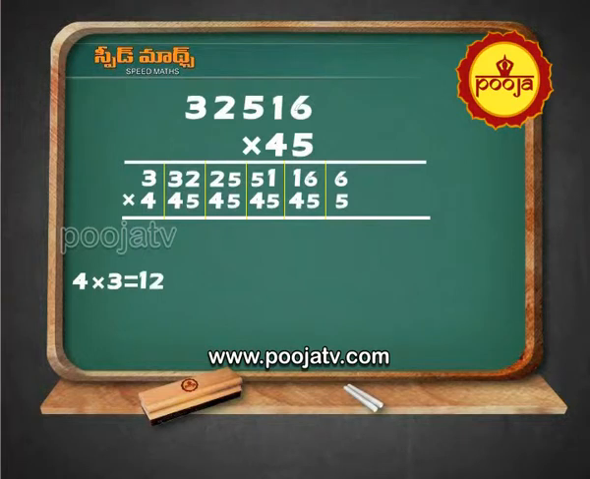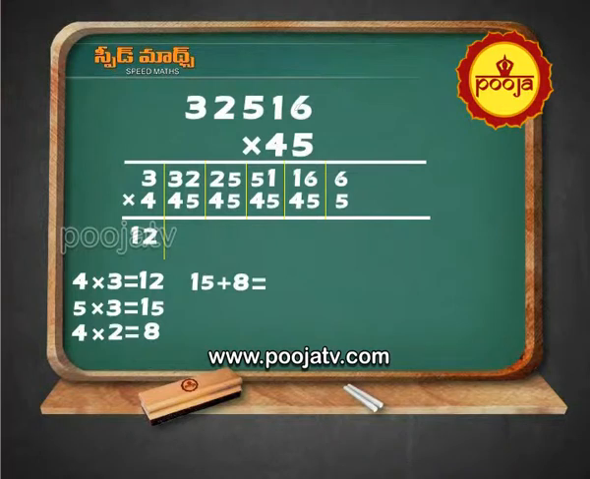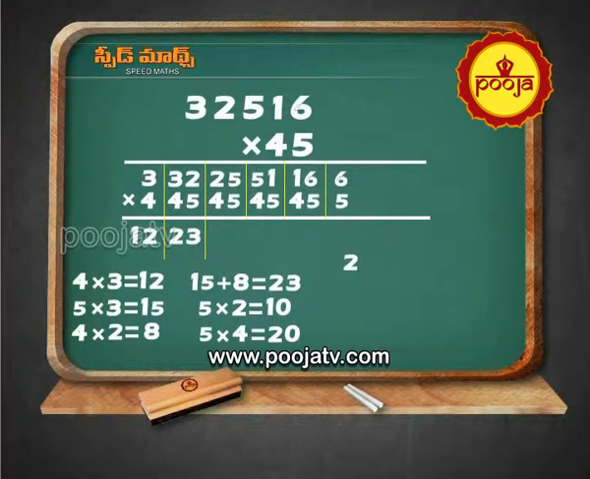3 into 4 equal to 12, write it as 12. 5 3 is 15, 4 2 is 8. 15 plus 8 equal to 23. Write it as 23. 5 2 is 10, 4 5 is 20. 20 plus 10, 30. Write it as 30.